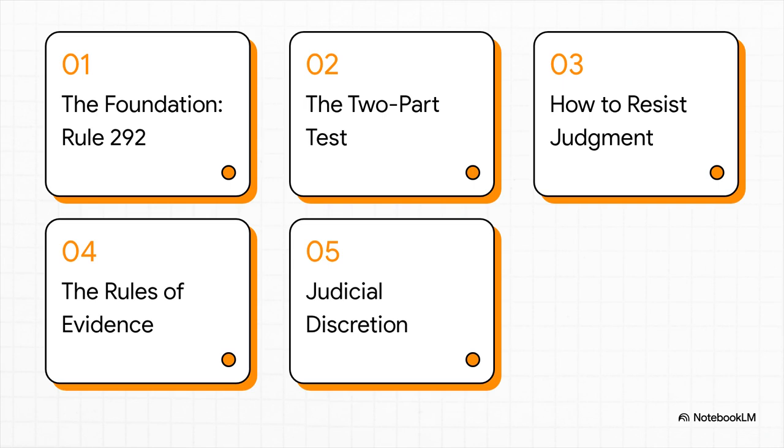Okay, so here's our roadmap for today. We're going to start with the foundation, which is Rule 292. Then we'll really unpack the two-part test that you'll have to argue. After that, we'll look at it from the other side, how to resist judgment. Then we'll get into the nitty-gritty of the rules of evidence, and finally, we'll cover the crucial role of judicial discretion. Let's jump right in.